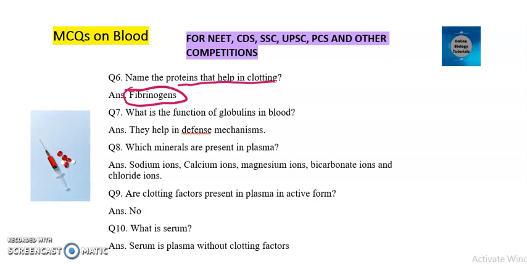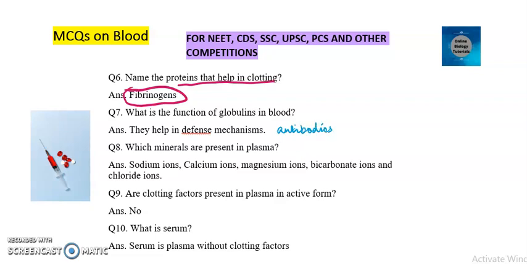What is the function of globulins in blood? So they help in defense mechanisms. Defense means they protect your body from the antigens, pathogens or germs. And in what form are they present in our body? They are present in the form of antibodies.